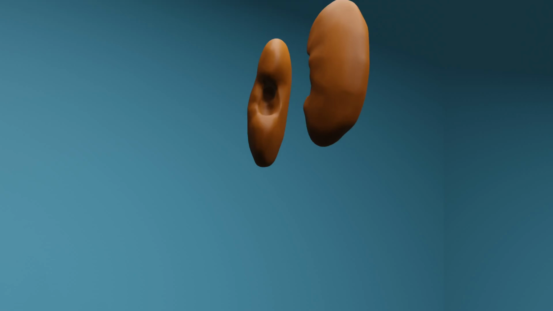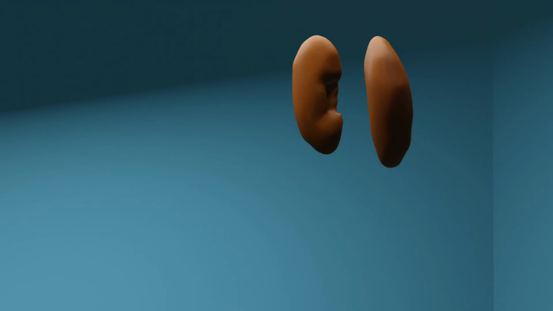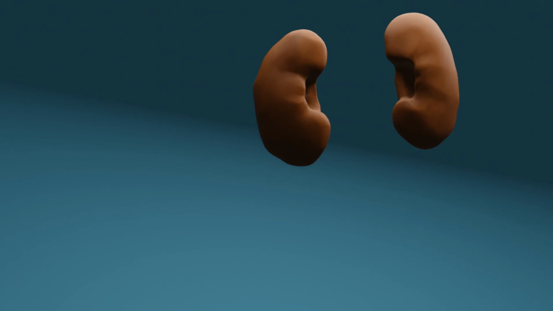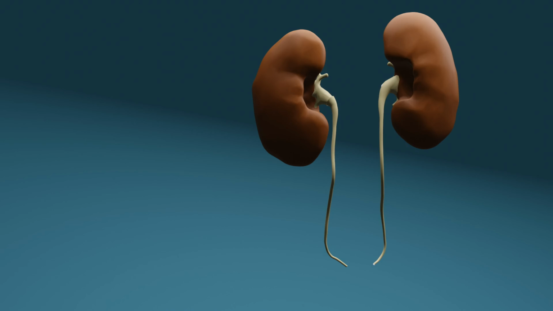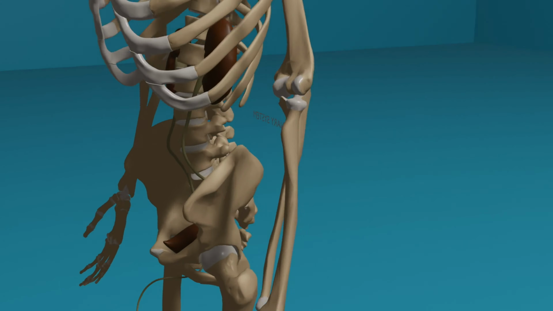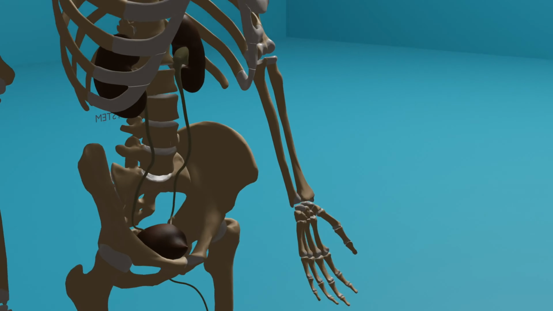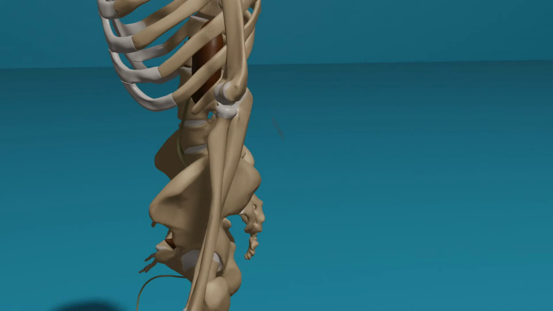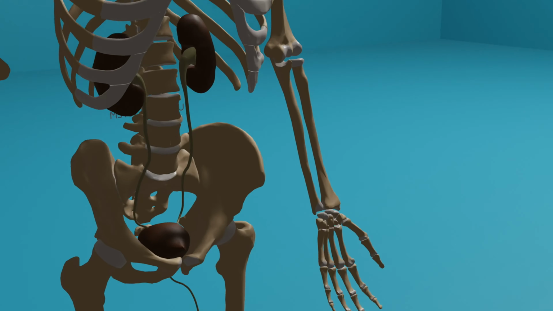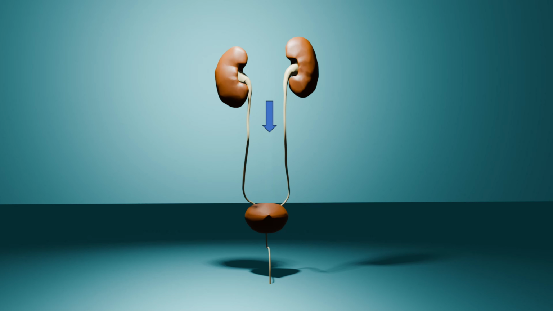The excretory system of human beings includes a pair of kidneys, a pair of ureters, a urinary bladder, and a urethra. Kidneys are located in the abdomen, one on either side of the backbone. Urine produced in the kidneys passes through the ureters into the urinary bladder where it is stored until it is released through the urethra.